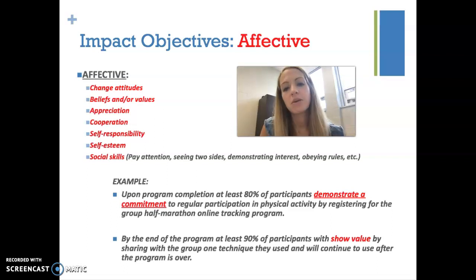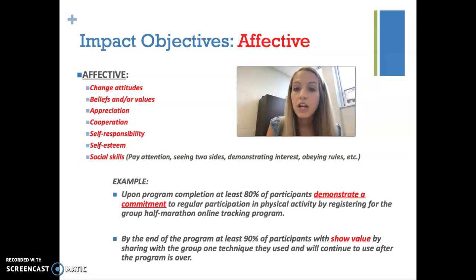So let's look at the example. Upon program completion, at least 80% of participants demonstrate a commitment. Keywords here, that's what they're doing, right? That's that affective objective. Demonstrating a commitment to regular participation in a physical activity by registering for the Group Half Marathon online tracking program. So they are demonstrating the commitment to the tracking program, right? By the end of the program, at least 90% of participants will show value by sharing with the group one technique they used and will continue to use after the program is over.